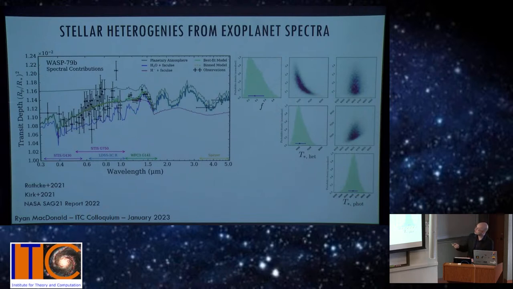So what we were seeing in this study was contamination of our spectra by hot regions, faculae on the surface of this star, and you're able to convert this into measurements of the fraction of the stellar photosphere that is covered by these hot active regions. So it's bonus information about the star that we can also get out from these observations.